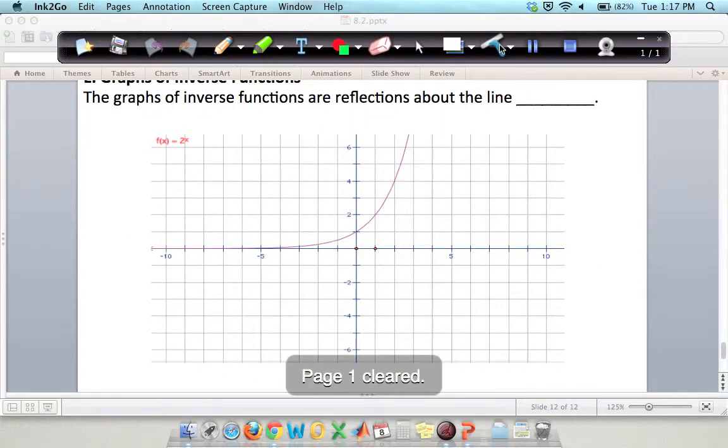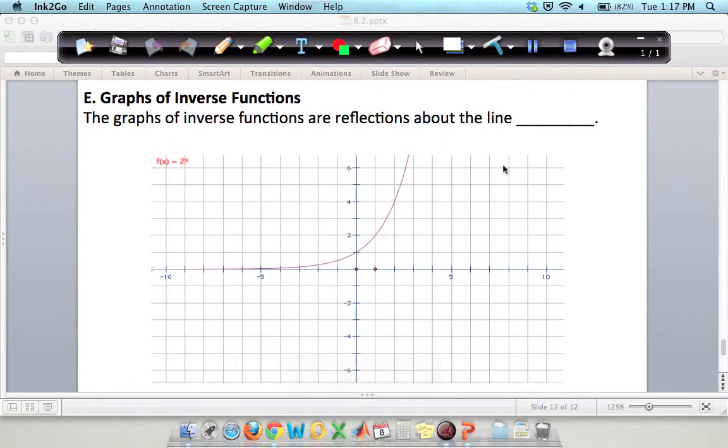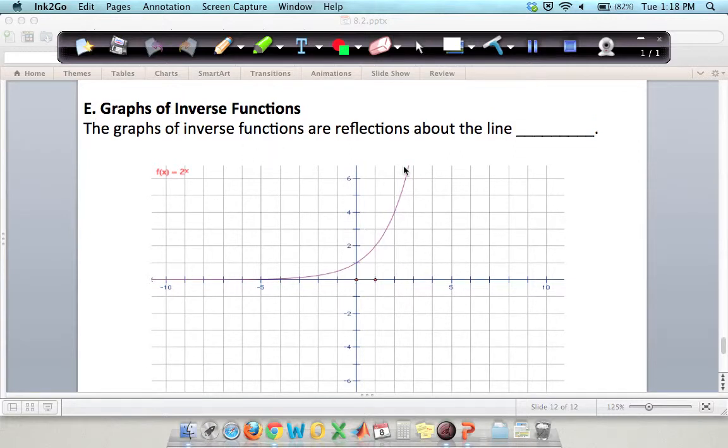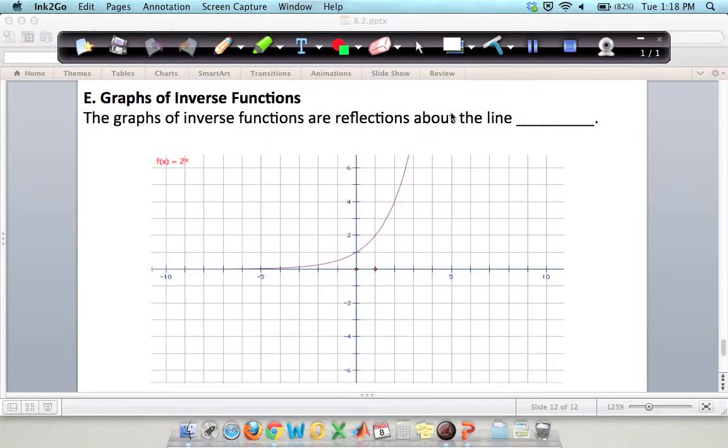Okay, let's talk about the graphs of inverse functions. So when you have inverse functions, they're the reverse of each other. And we'll talk about the domain and range of these functions after we graph them. So the graph of inverse functions are actually reflections about the line y equals x. So here we have 2 to the x power. Okay, and let's just write the domain.